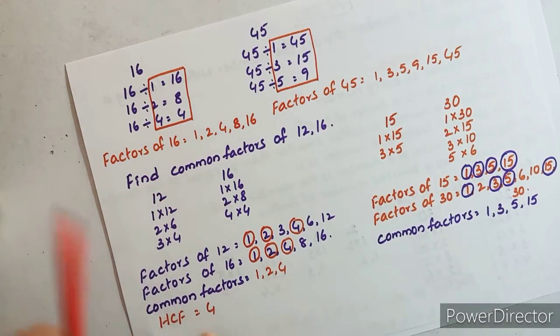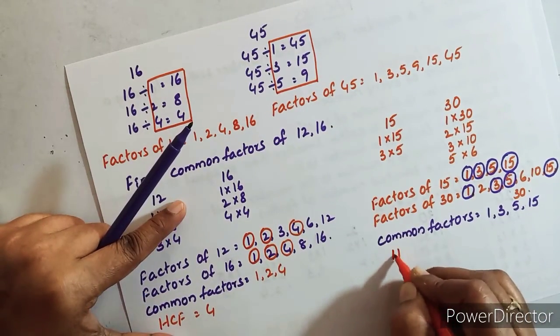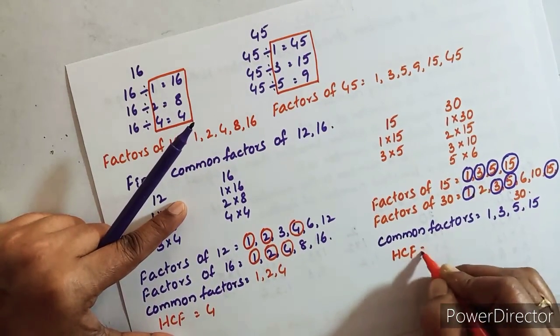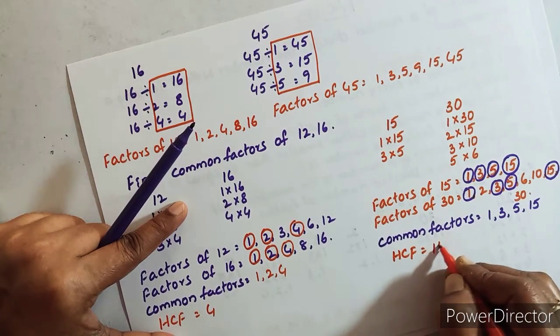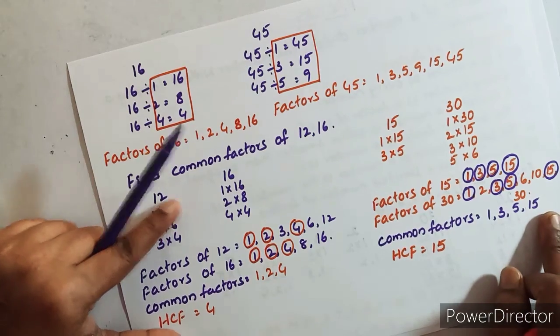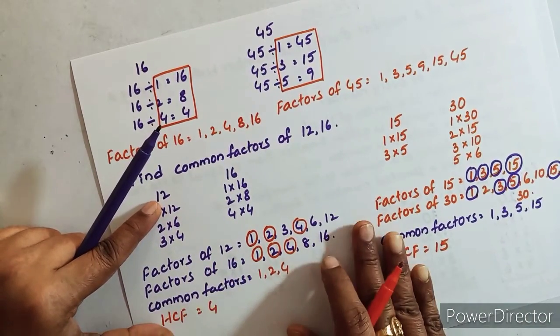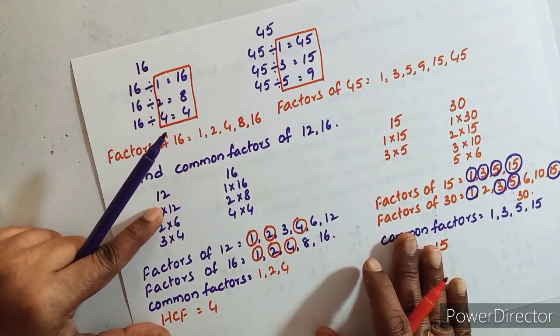Now it's time to find what is HCF. HCF means highest common factor. What is HCF of all these? It is nothing but 15. Highest common factor is 15. So this is the way how you can find the HCF of the given two numbers.